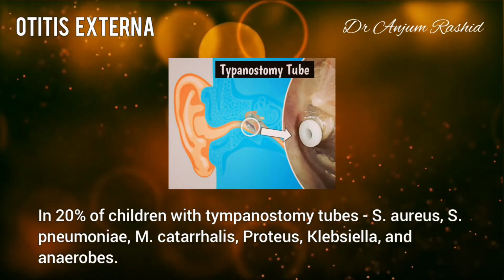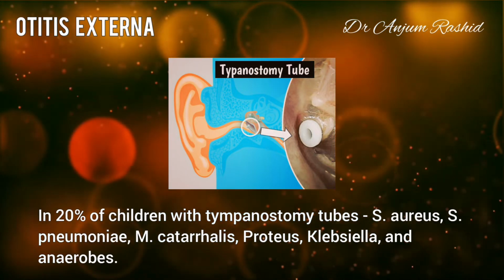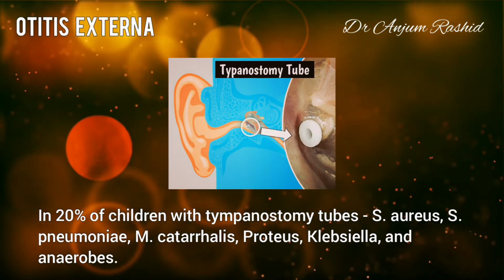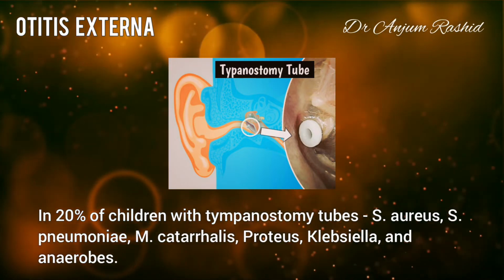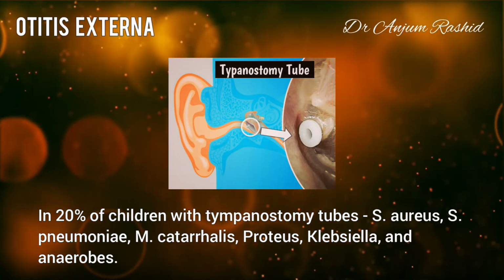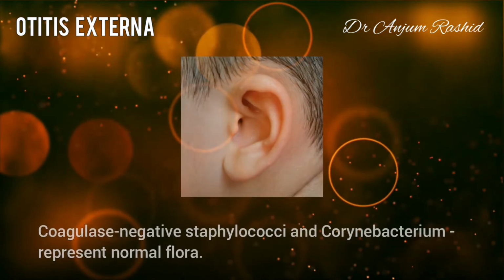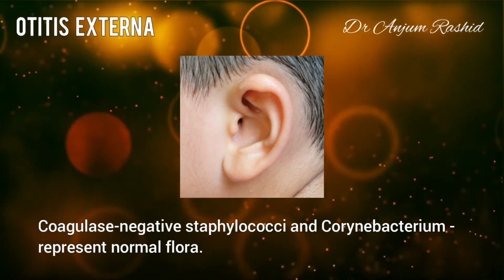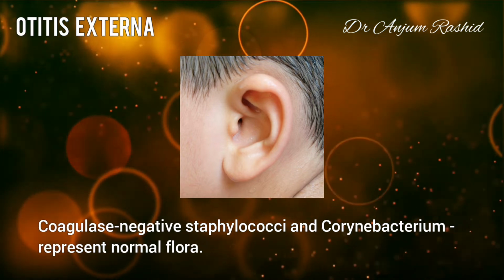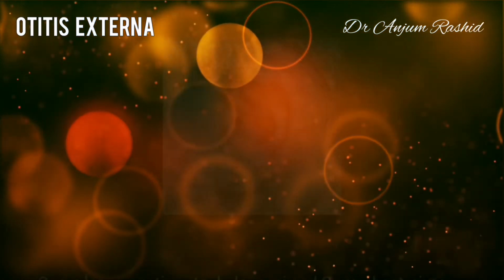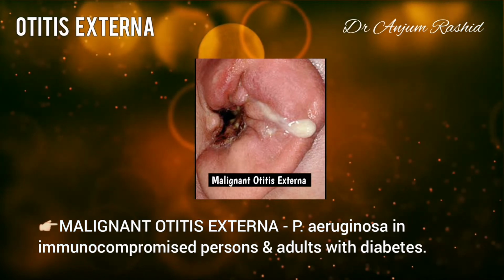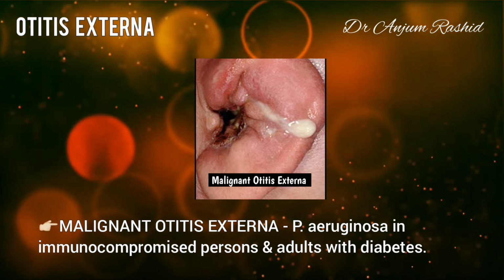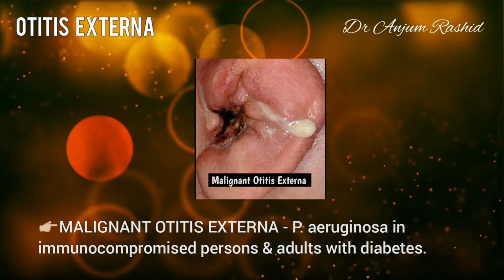Now, otitis externa develops in approximately 20% of the children with tympanostomy tubes, and this is associated with Staphylococcus aureus, Streptococcus pneumoniae, Moraxella catarrhalis, Proteus, Klebsiella, and occasionally anaerobes. Now, coagulase negative staphylococci and corynebacterium are isolated frequently from the cultures of the external canal, but these represent normal flora. Now, malignant otitis externa is caused by Pseudomonas aeruginosa in immunocompromised persons and adults with diabetes.